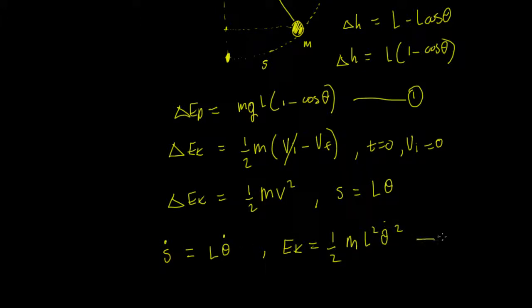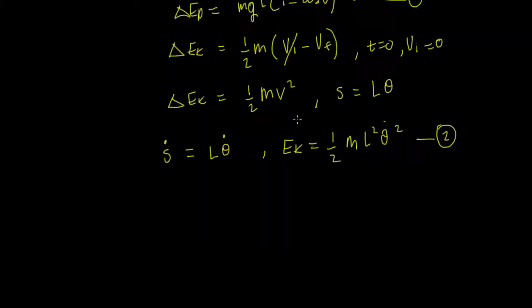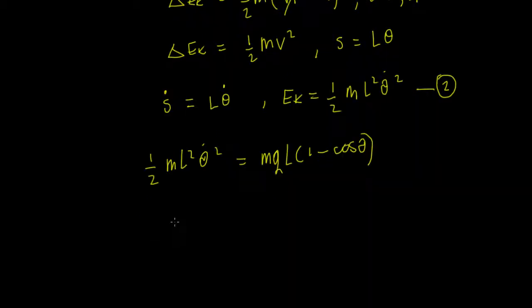Okay, so that's really equation number 2. So now we're going to equate both of these equations. So we're saying that the kinetic energy, a half m L squared theta dot squared, is going to equal the potential energy, which is going to equal mgL(1 minus cos of theta). Now what we're interested in here is the angular velocity, theta dot. So if we rewrite this in terms of theta dot, theta dot is going to equal our value.